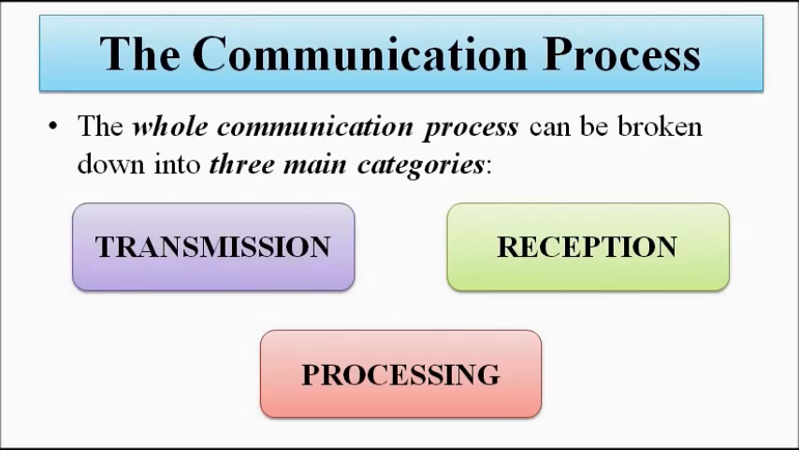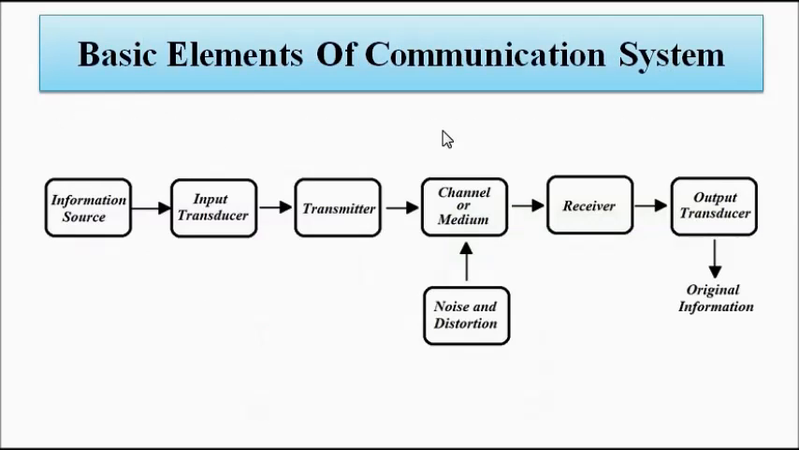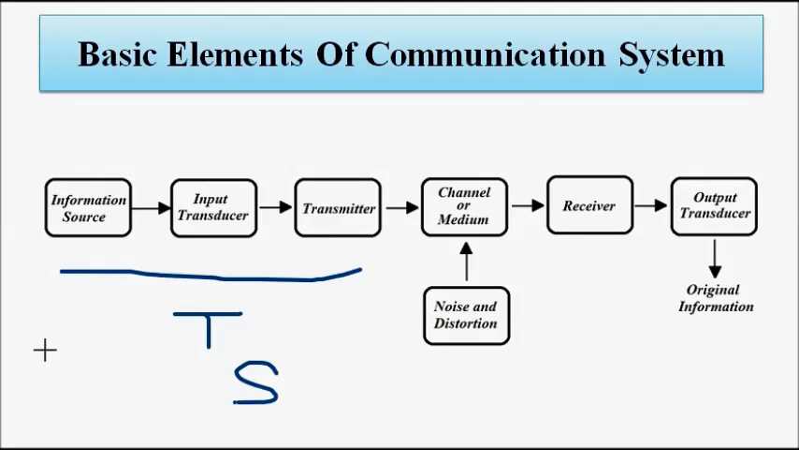Now the whole communication system, we can understand it with the help of this block diagram. You will find it almost everywhere where you will see the basic block diagram of a communication system. So here there are some important elements, blocks. From this point to this point, this is the transmitter side, or we can say the sender side. Okay, the information source, the input transducer, and the transmitter.